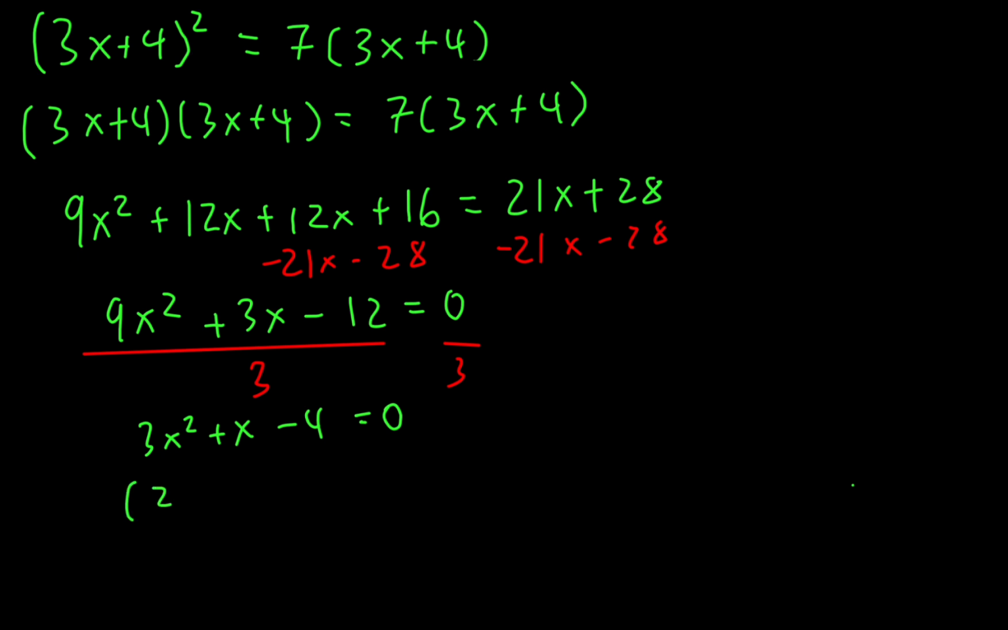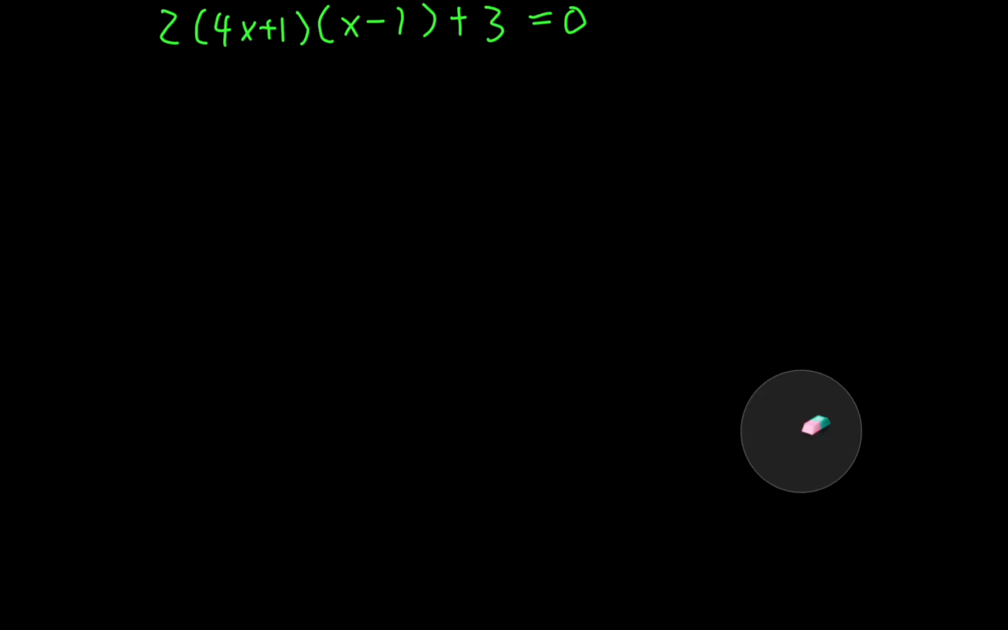It's just going to be 3x plus 4 times x minus 1. And my answer to this is going to be x equals negative 4 over 3 and x equals positive 1. This next question is very similar to the last question we did. So how about you pause the video and try it yourself.